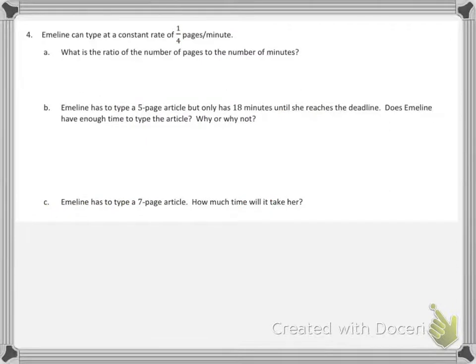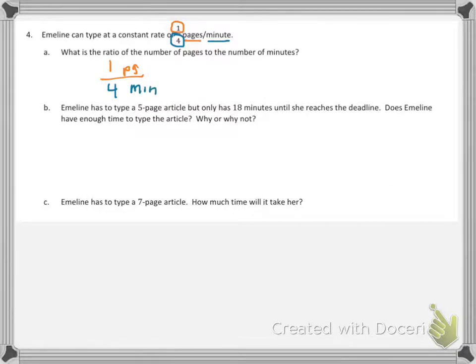Next, Emmeline can type at a constant rate of 1/4 pages per minute. What's the ratio of the number of pages to the number of minutes? Okay, order is everything. There's 1, that's pages. So it's 1 page for every, and then let me get a different color here so I can illustrate this. The next number is a 4, so that goes on the bottom, and that's talking about minutes. So it's 1 page every 4 minutes.